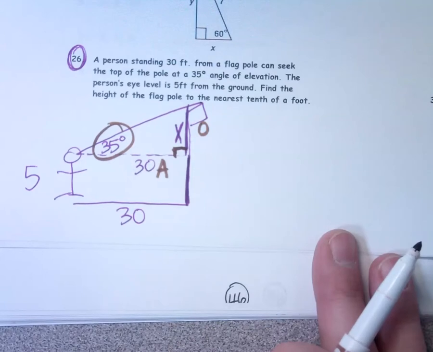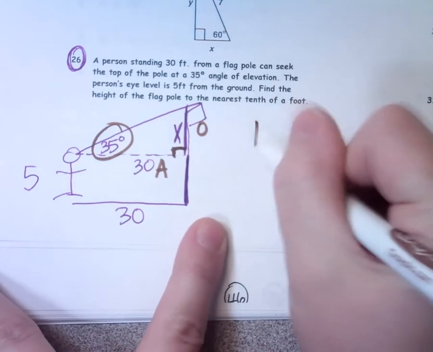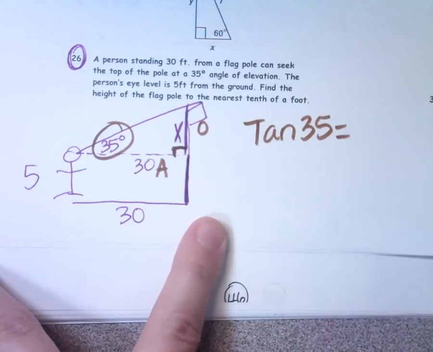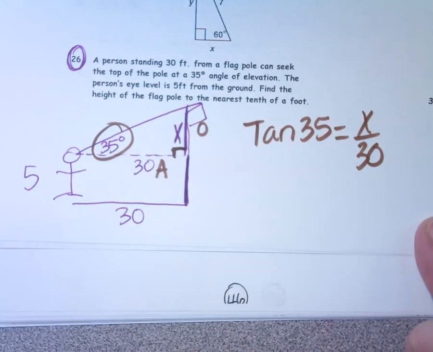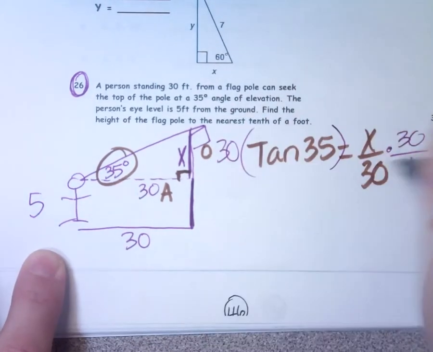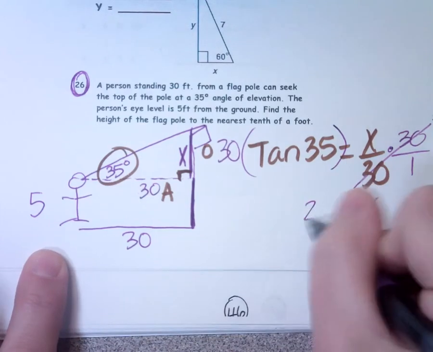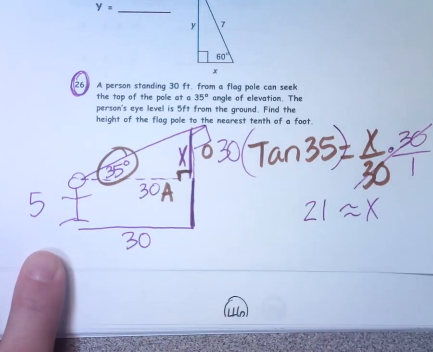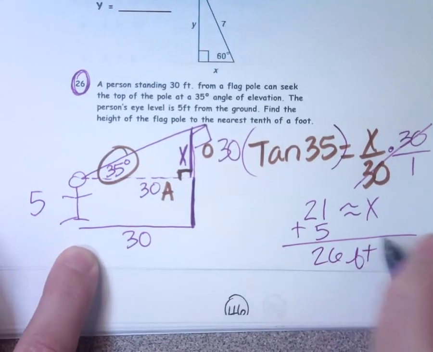Cooper, what do you got? Tan 35 equals x over 30. Beautiful. I'm going to draw another stick, and this person can tell me how to solve this. Heather. Multiply by 30. That's exactly what we're going to do. We're going to multiply both sides by 30, and then those 30s are going to cross out. This does say nearest tenth, so let's just round this to the nearest tenth in the calculator. 21. Okay, and then is that the final answer? No. What do I have to do again? Plus 5. Add 5 to it, and so the final answer would be 26. 26, and this is all in feet.